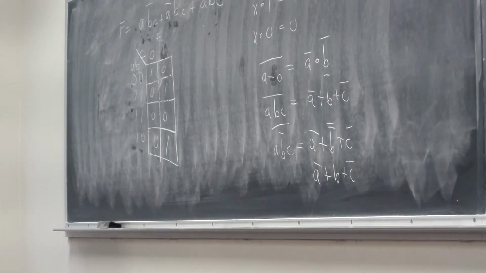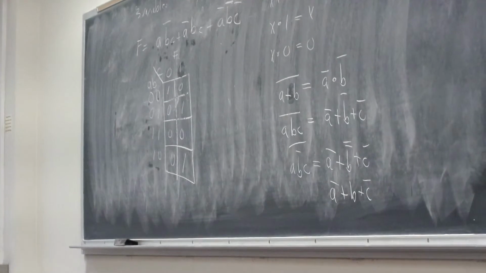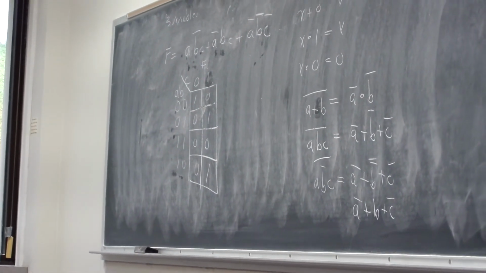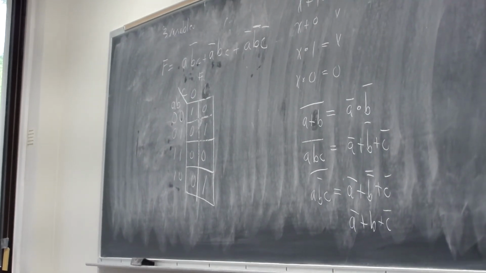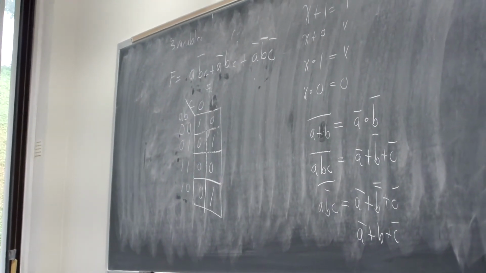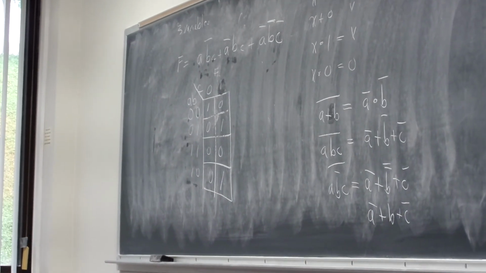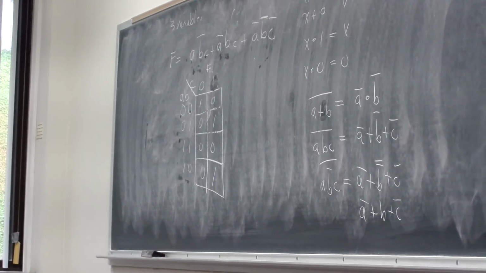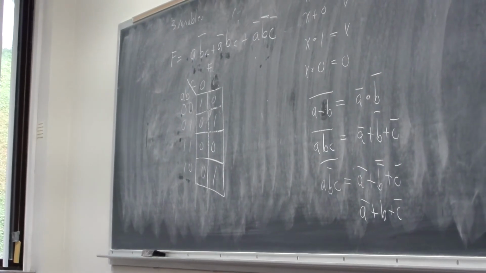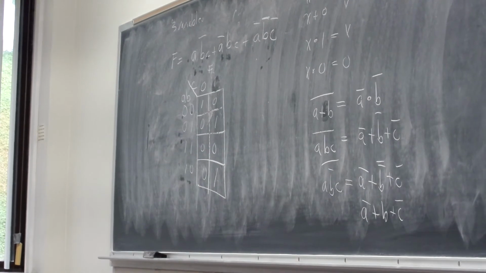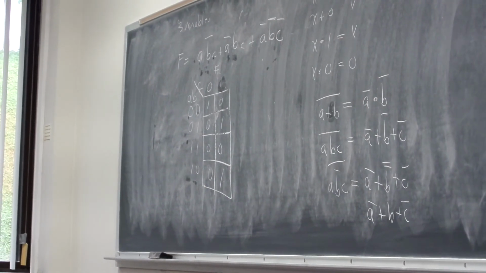Now, what's the largest possible group of 1s I could have? 8. Do I have? No. Next largest. But I only got what? So that doesn't work. How about groups of 2? Turns out I don't.